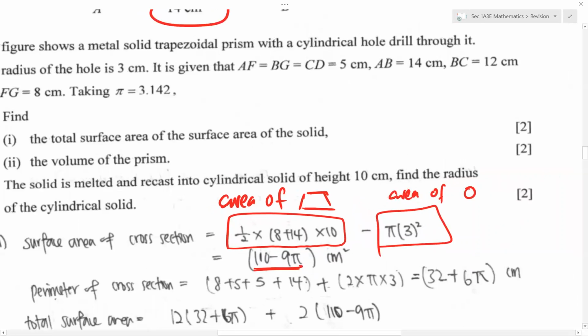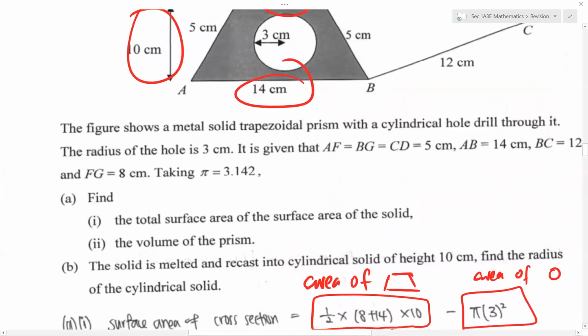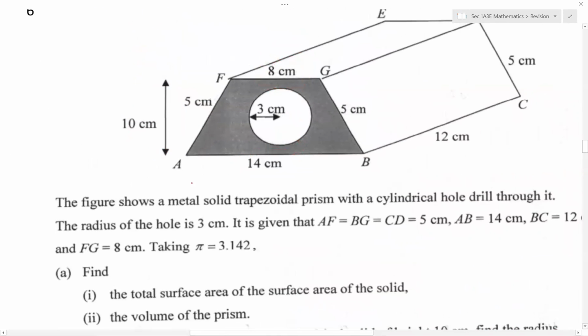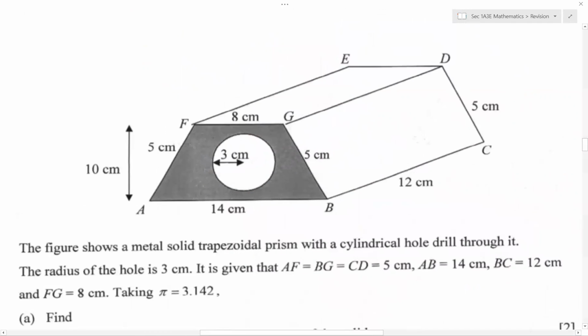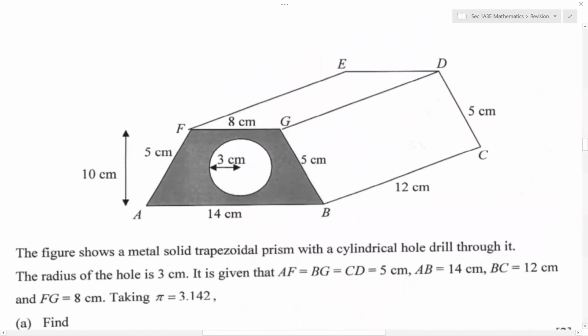Next, we need the perimeter of the cross section. Because once we have the shaded region, we're going to multiply by 2. Then after that, we need to add the perimeter of the shaded region. So where is the perimeter? Outline it. Did you outline it? I told you all to outline before, right? You can see the perimeter. But did you forget the circle? This is the perimeter. It includes the circle. If you don't outline the circle, then you're not going to get a correct answer.